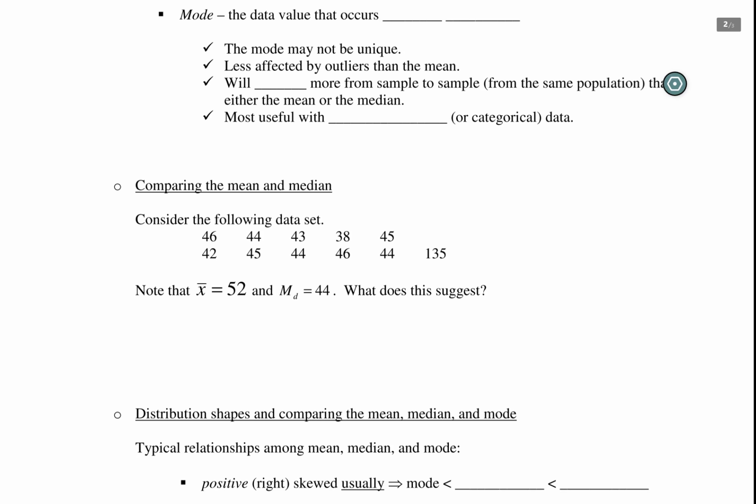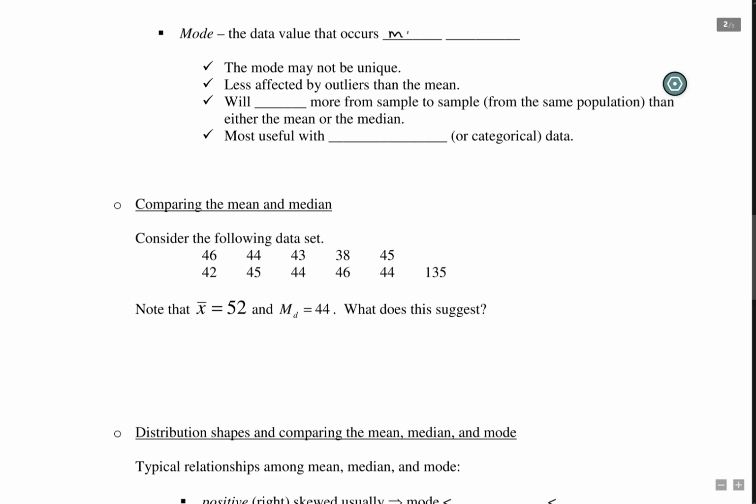All right. The mode is the data value that occurs the most frequently. The mode may not be unique. There may be 2 modes. There may be 3 modes. It's less affected by outliers than the mean. And one thing that's kind of interesting about it is that from sample to sample, from the same population, the mode varies more than the mean or the median. So we say it has more sampling variability than the mean and the median.